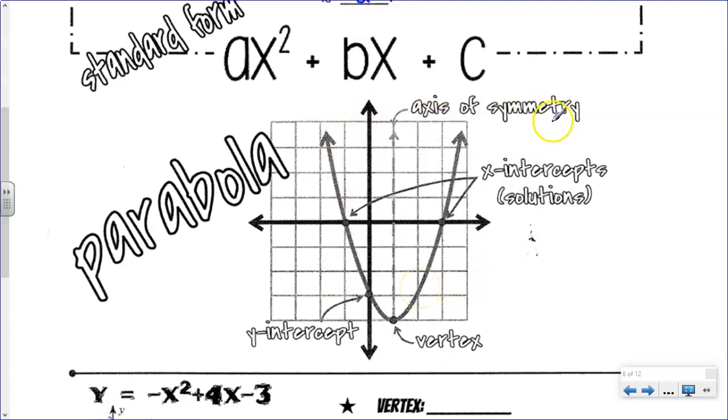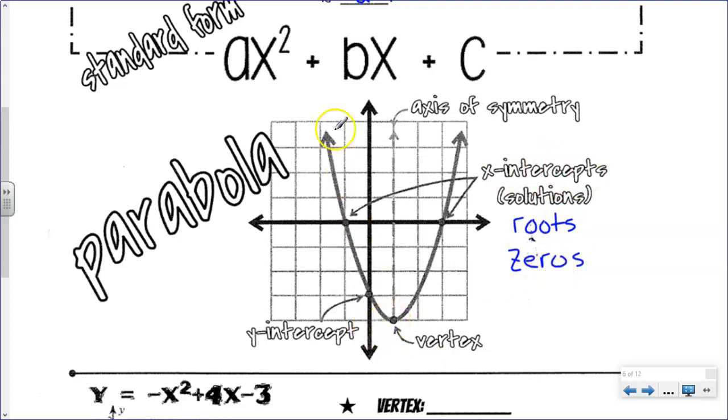The axis of symmetry divides the parabola in half, and it's symmetrical, which means like this point and this point are 1, 2, 1, 2 away from the axis of symmetry. We have x-intercepts that are called solutions, roots, or zeros. Those are words that you can see, and they all mean the same thing.